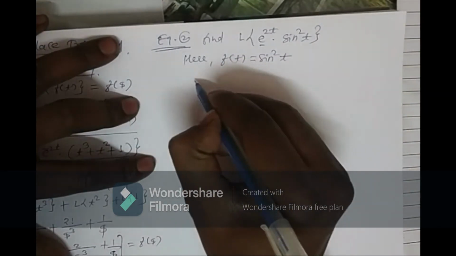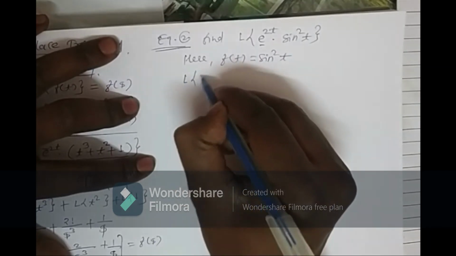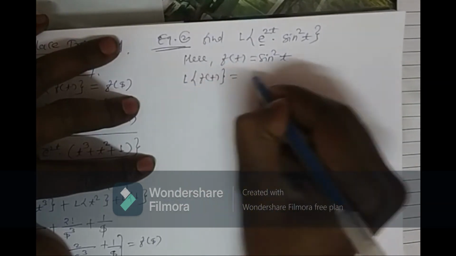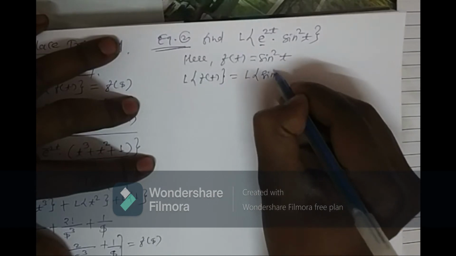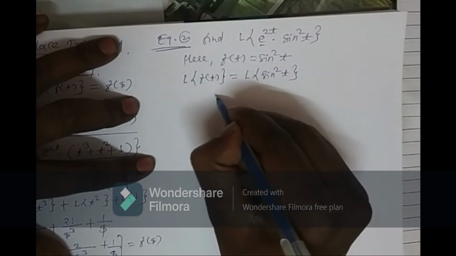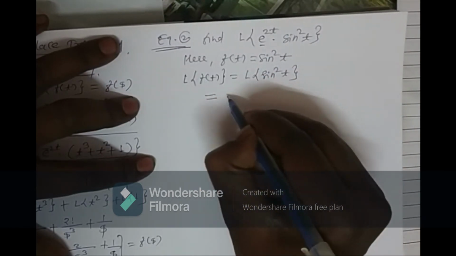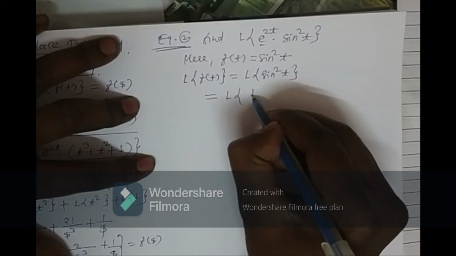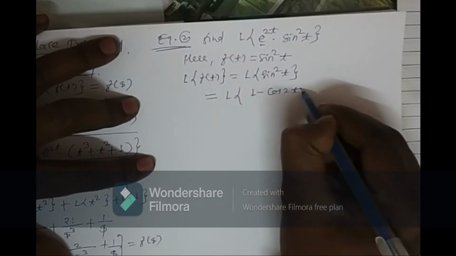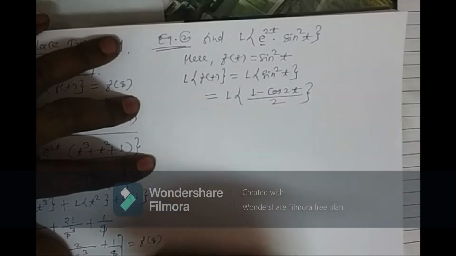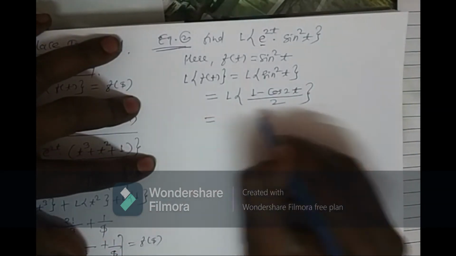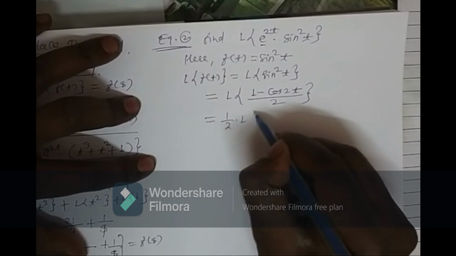Okay, so Laplace transform of f of t is equal to Laplace transform of sin square t. Okay, so that is equal to, what is the formula for sin square t? That is 1 minus cos of 2t divided by 2. Okay, so that is equal to, this 1 by 2 can be taken outside. So what do we get inside?